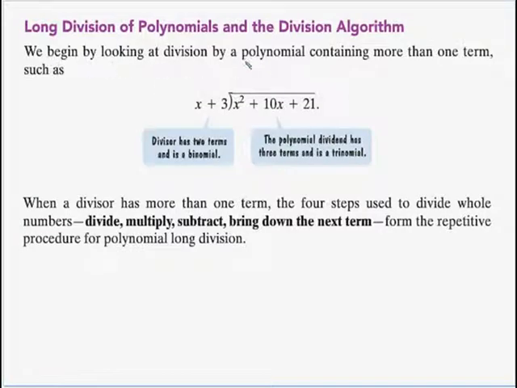We begin by looking at division by a polynomial containing more than one term, such as x plus 3 is going to be divided into x squared plus 10x plus 21. The divisor here has two terms. It's a binomial. The polynomial dividend has three terms, and it's a trinomial. When a divisor has more than one term, the steps used to divide whole numbers, divide, multiply, subtract, and bring down the next term, form the repetitive procedure for polynomial long division.